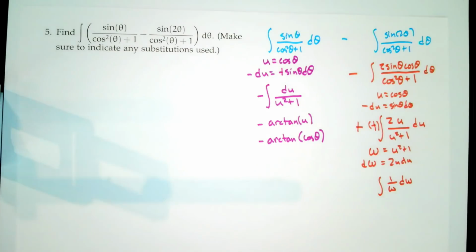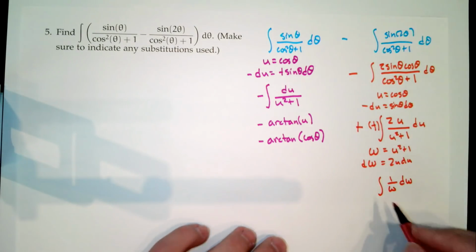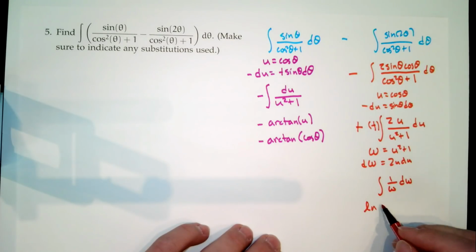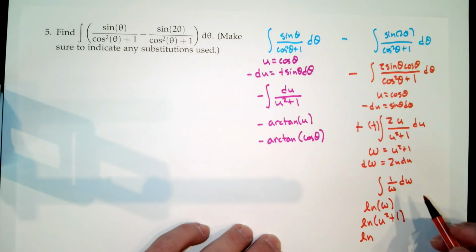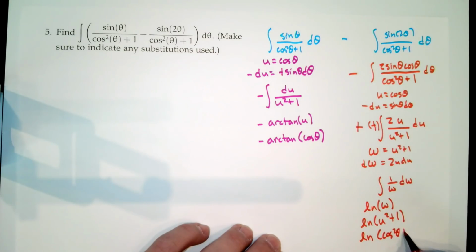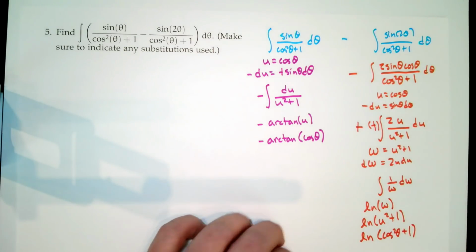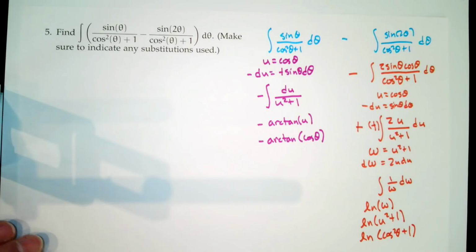Now, is that an integral we know? Yeah, what is it? It's natural log, ln of w. Now, got to go backwards. w is u squared plus 1. Still got to go backwards, because we've got to end up back in terms of theta. So u was cosine theta. Cosine squared theta plus 1. So now we can say our answer.